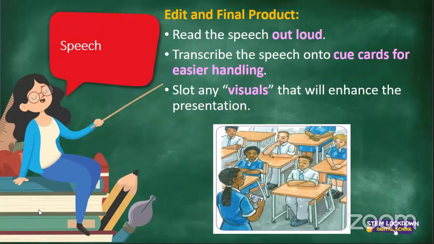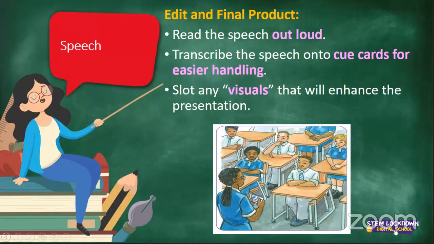Right. Okay, let me quickly go back to the slide. It says edit and final product. Once you are done, once your speech is final, like Lionheart said, planning, rough draft, and final. Once your speech is final, you read the speech aloud. You transcribe the speech onto cue cards for easier handling. So once you are sure about your speech, you write it down on little cue cards. Not big cue cards, no? Little cue cards for easier handling. They really help Lionheart. Then you slot any visuals that will enhance your presentation.